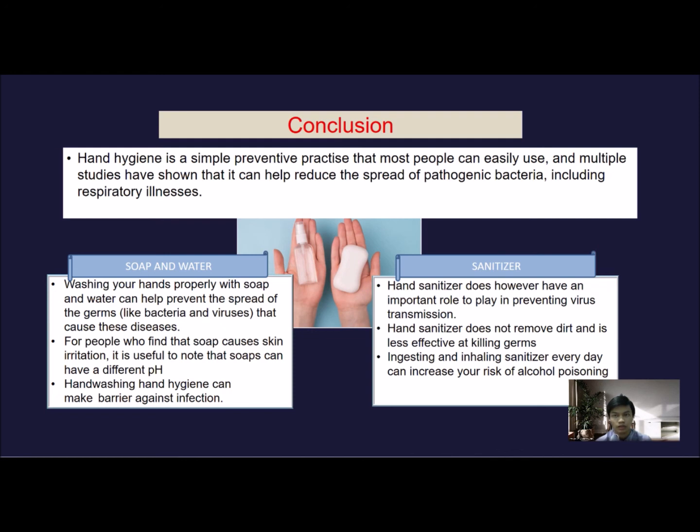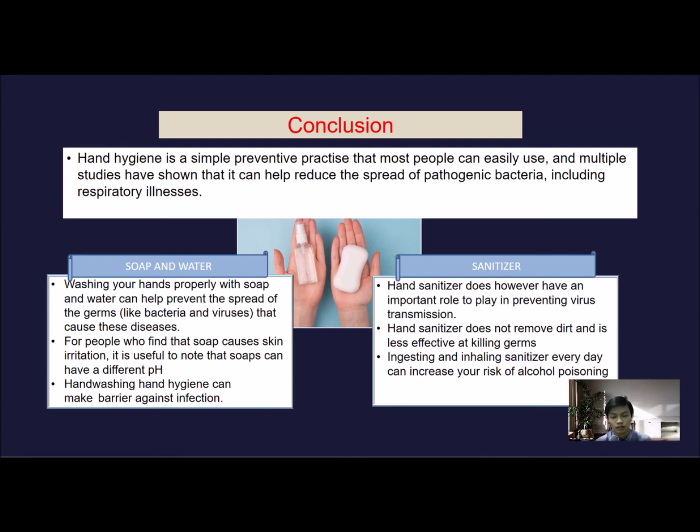What we can conclude. First, washing your hands properly with soap and water can help prevent the spread of germs like bacteria and viruses that can cause disease. The diseases that are affected by using soap and water are gastrointestinal infection, salmonellosis, and respiratory infection, for example influenza, cold, and coronavirus.